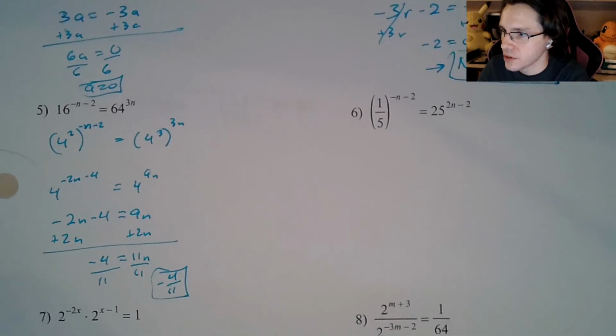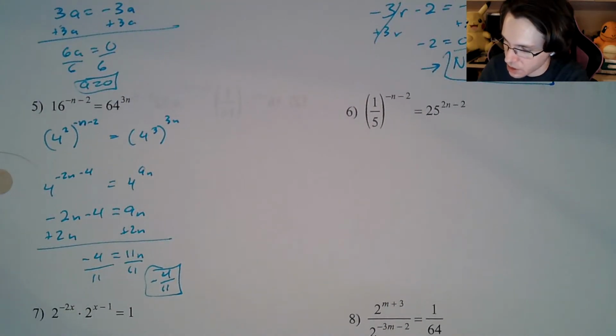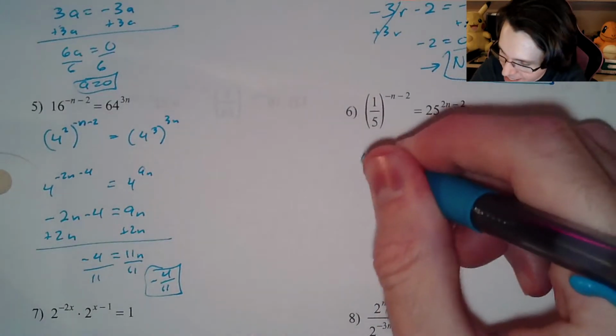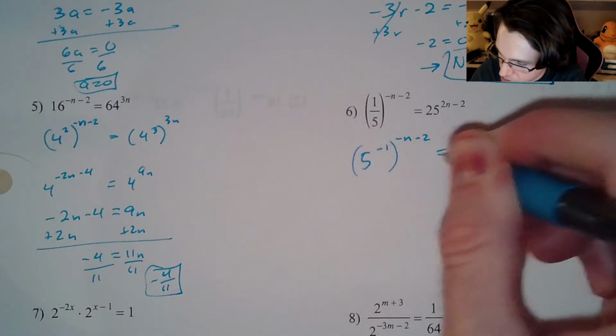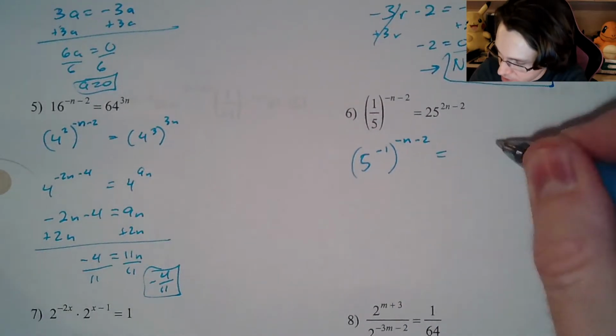All right, number 6, continuing on here. So another rule, just kind of have that memorized. If you have a 1 over 5 or a 1 over anything, it's the same thing as a negative 1 as the exponent. So negative n minus 2, and 25, same thing as 5 squared.